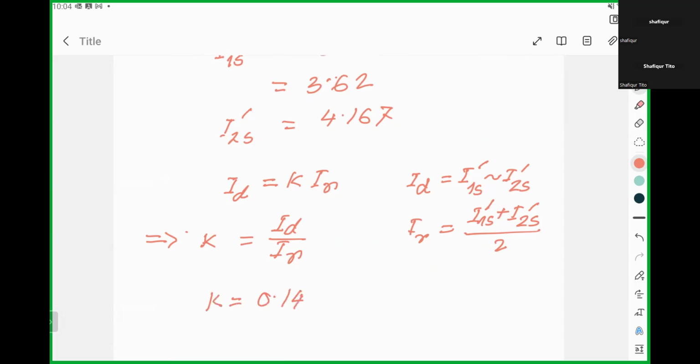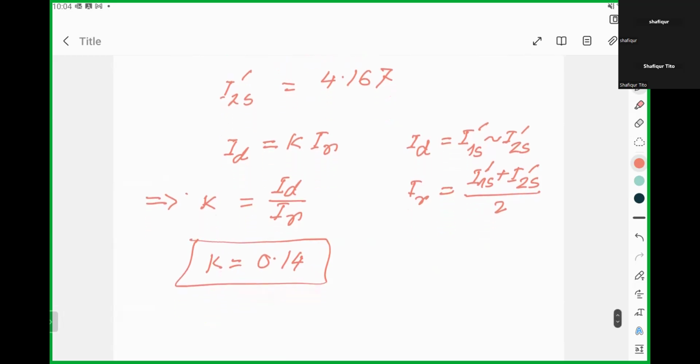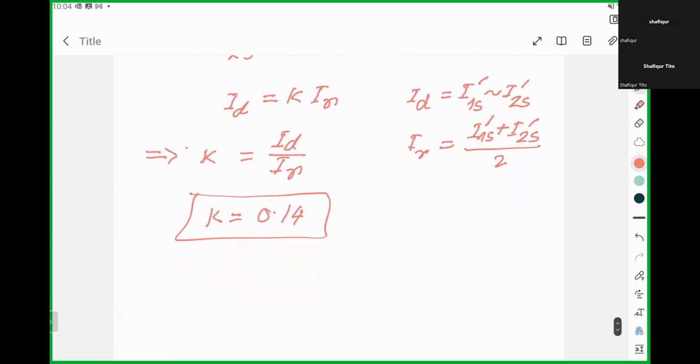So in order to nullify the mismatch, we have to have the slope of the characteristic curve of the differential protection as 0.14. That has to be done with the ratio of the restraint coil.